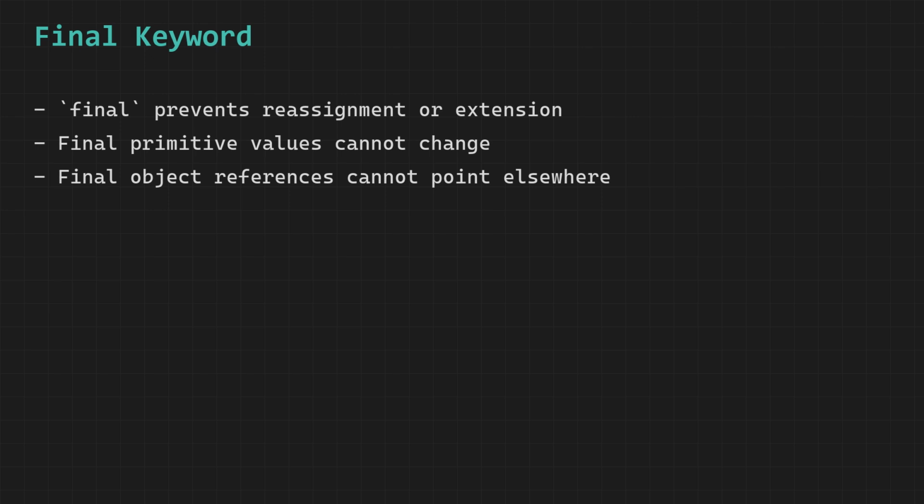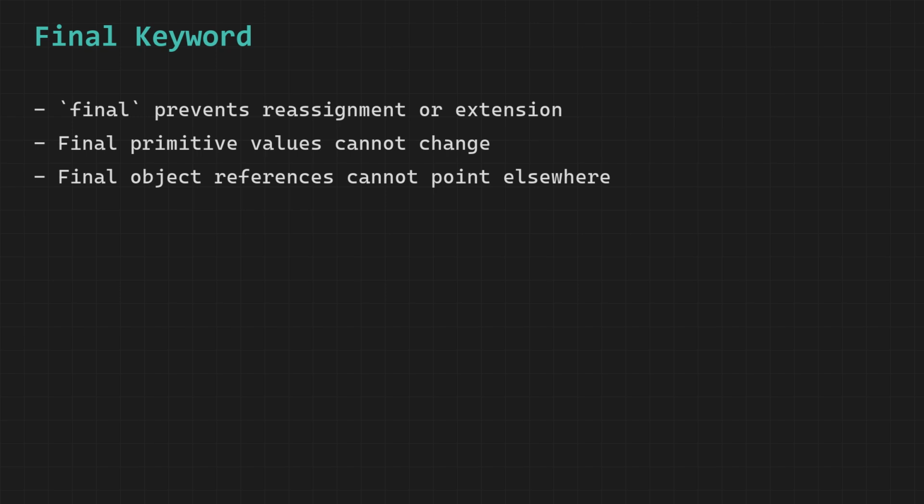When applied to a method, final prevents that method from being overridden by any subclass, useful when you want to lock down critical logic. When applied to a class, final prevents that class from being extended, or inherited, at all. The String class in Java is a classic example of a final class, which is why you can never extend it.